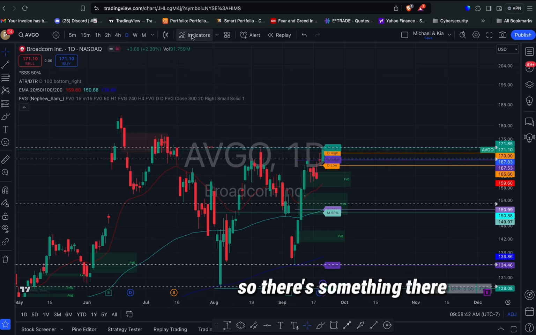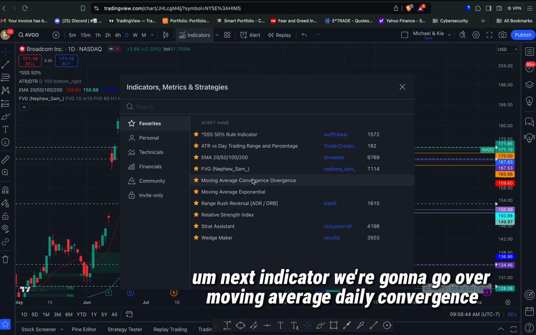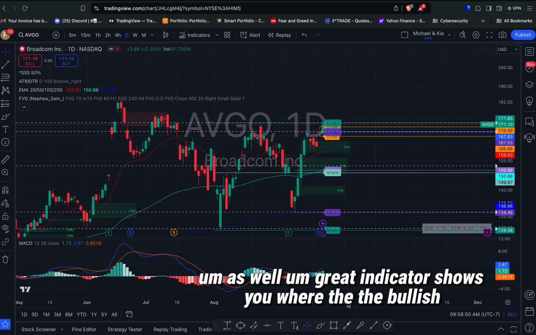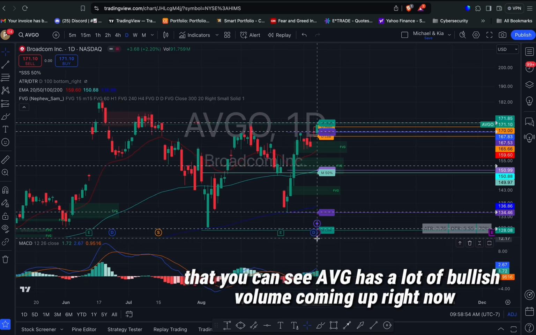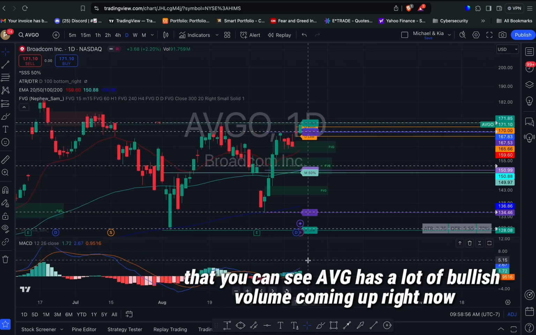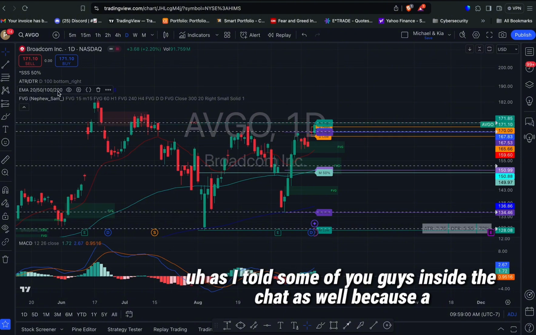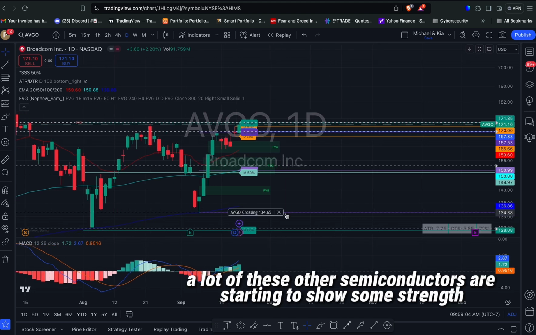So there's something there. Next indicator, we're going to go over moving average convergence divergence, MACD, one of my favorite indicators right here as well. Great indicator, shows you where the bullish or bearish volume is. As you can see, AVGO has a lot of bullish volume coming up right now, so I think we're going to see a lot of the semiconductors rise, as I told some of you guys inside the chat as well, because AVGO and a lot of these other semiconductors are starting to show some strength.